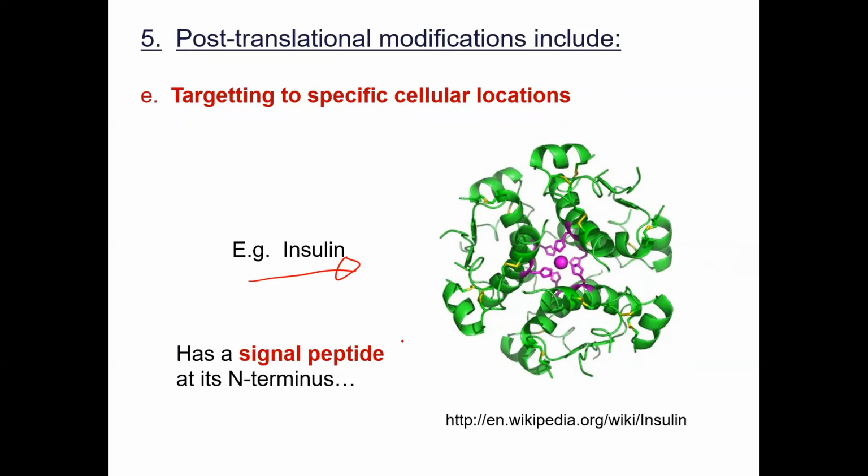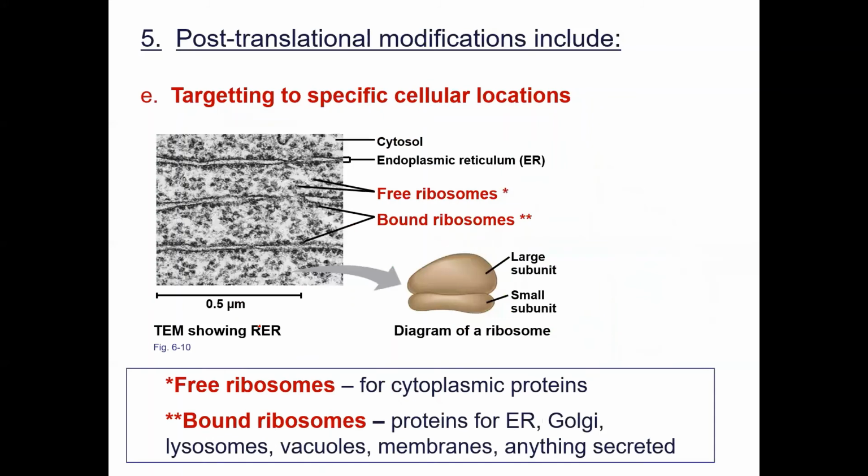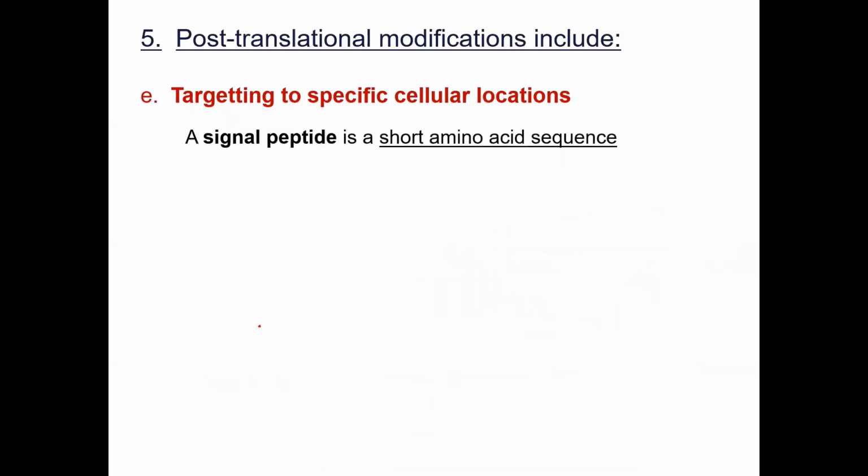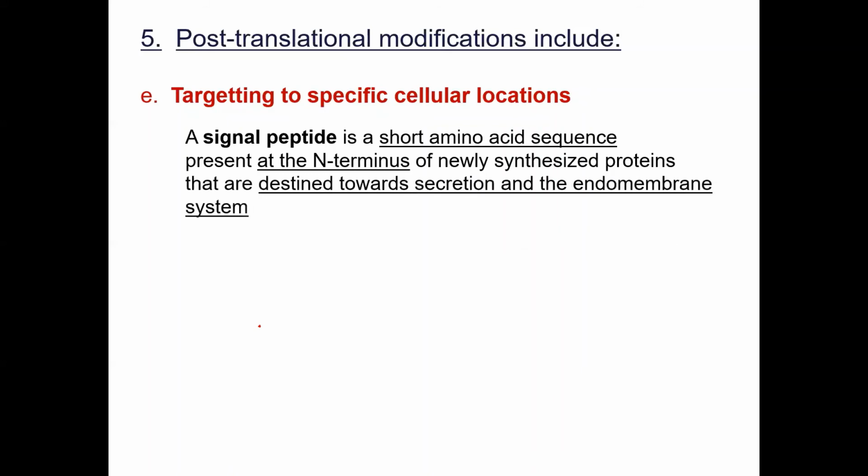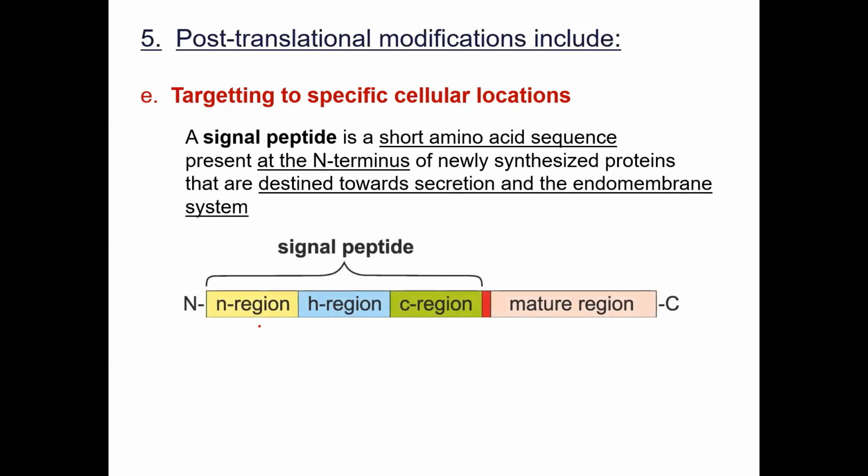You can see it says a note here. It says this has something called a signal peptide at its N-terminus. So let's talk about what that means. A signal peptide is a short amino acid sequence presented at the N-terminus, meaning the beginning of a protein. So this is kind of what it looks like, right? You've got the beginning of the protein, called the N-terminus because it's got a nitrogen amino group there. And the other end is called the C-terminus.